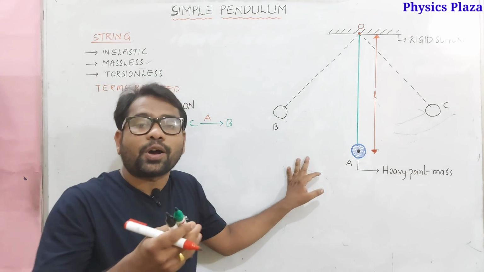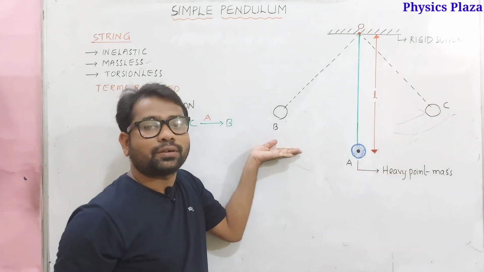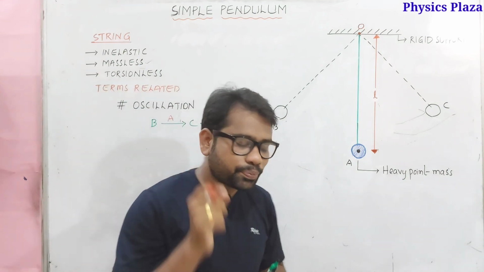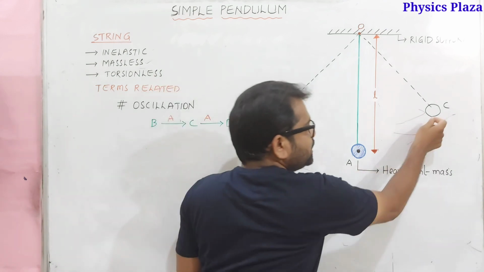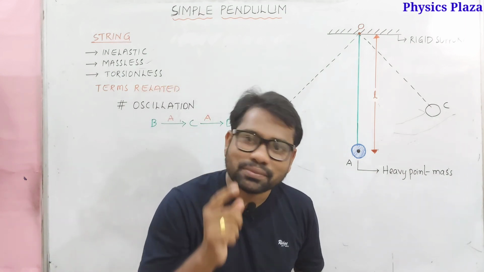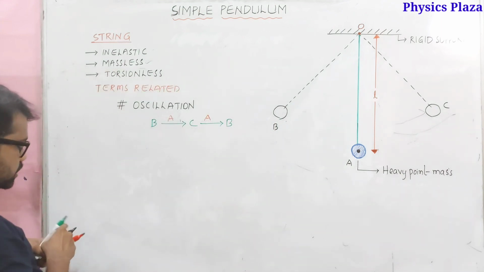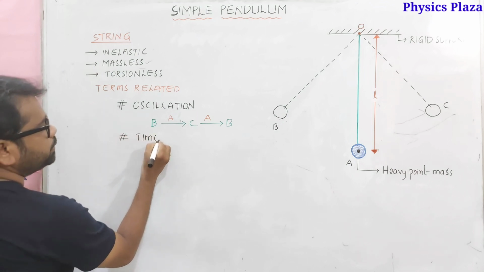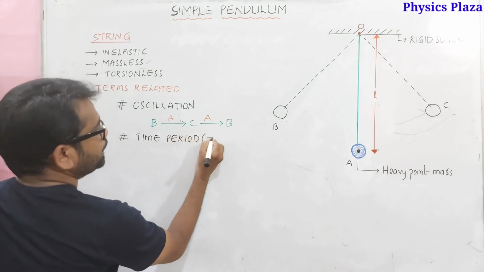Children, repeat, what is oscillation? One complete to and fro motion of the bob of a simple pendulum is called one oscillation. But children, don't you think that to go from point B to point C, and again come back to point B, to complete one oscillation, it takes some time, right? So that we can call a time period. So children, the next word which is very important is time period. What is time period? The time taken to complete one oscillation, which we represent with a capital T.